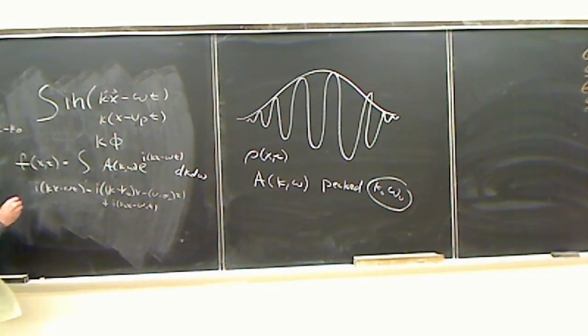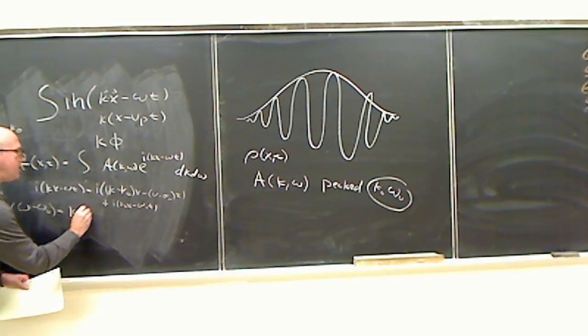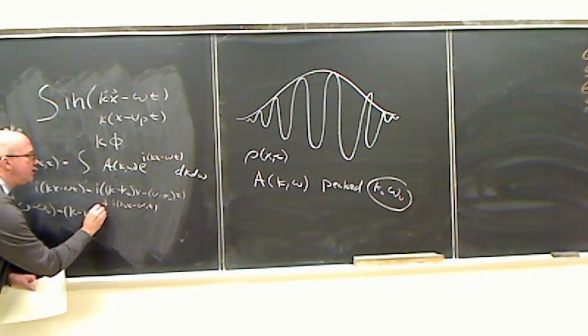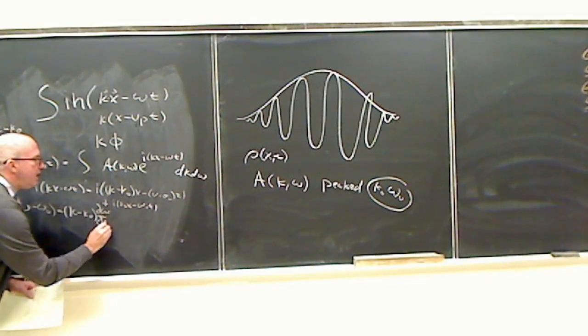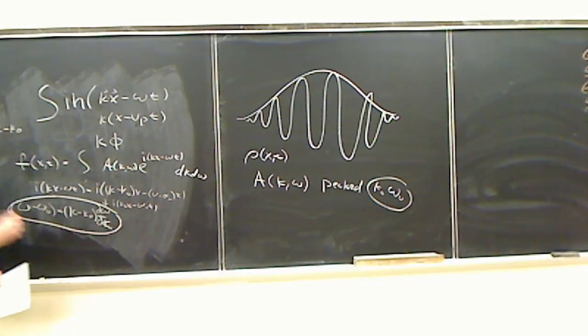And then I'm going to say that omega minus omega naught, here's where the actual linearization comes in, is a function of k. This is k minus k naught times d omega dk. So this is where the magic happens, is making this assumption. I'm going to assume that I can Taylor expand omega as a function of k, because omega and k are related. That's what the dispersion relation tells you.